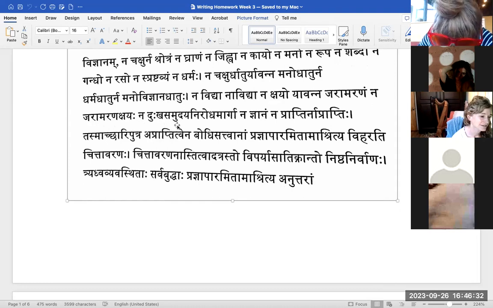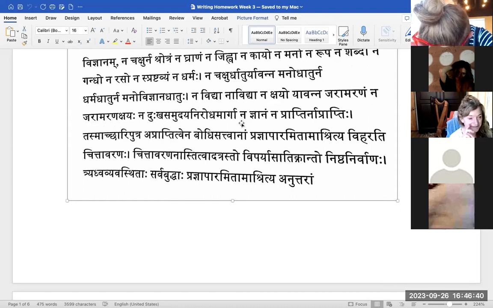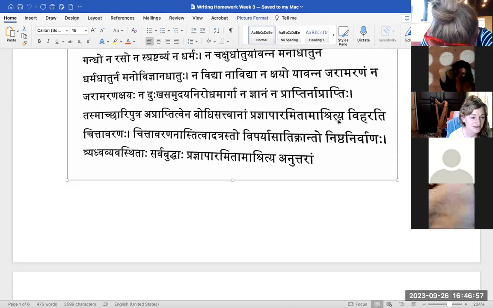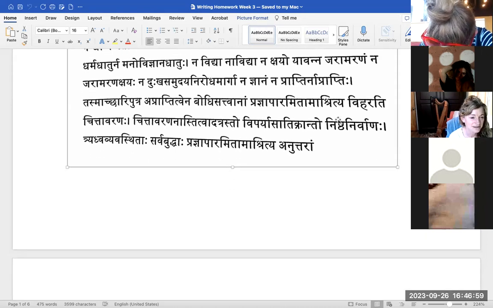Na dukkha samudaya nirodha marga. There is no path to the cessation of suffering. Na jnanam. No knowledge. Na prapti. Na aprapti. Na praptihi. There is nothing to attain, nor is there anything to not attain.